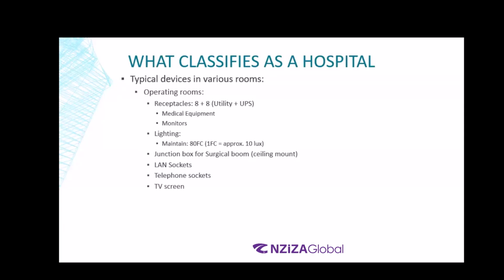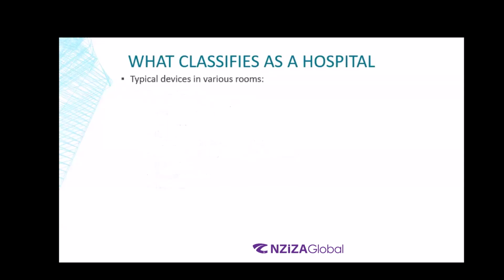All right. Let's move forward. Another typical room, the patient room. Now there are different types of patient rooms, right? There might be a general ward where there might typically be 8 to 10 beds. For that, you will require receptacles 2+2. In the operating room, we had 8+8, right? Over here, we'll have 2+2: 2 on the utility, 2 on the UPS.